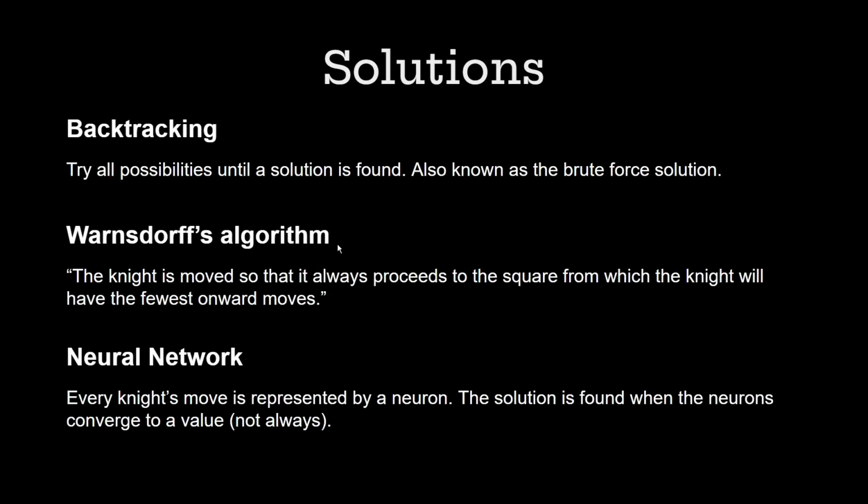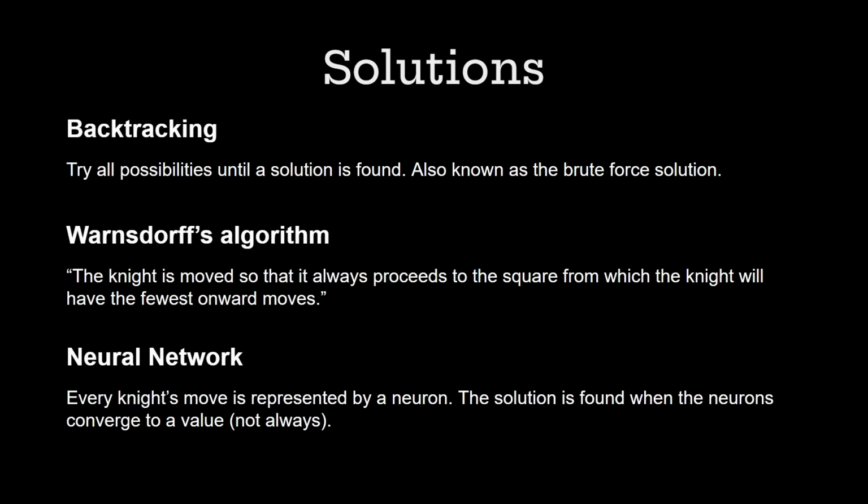So what are some solutions to this problem? There's 3, at least, in the Wikipedia page. First one is backtracking. In other words, it basically means a brute force solution where we try every single possibility in the board. And if we don't manage to get a solution on our first try, we just backtrack until we go to a position that has a solution.